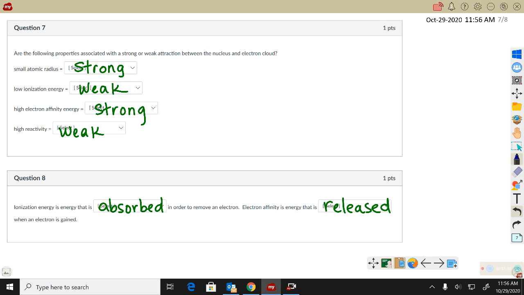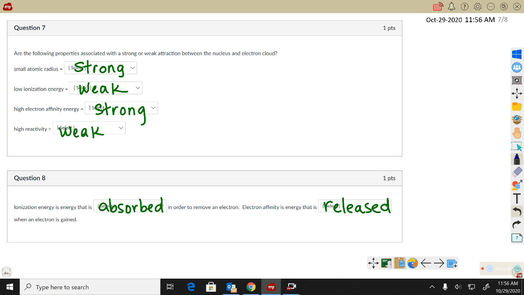High reactivity would mean a weak attraction between the nucleus and the electron cloud. So these would be particles at the bottom of your periodic table that have electrons really far away from the nucleus. And that weak attraction makes them highly reactive.